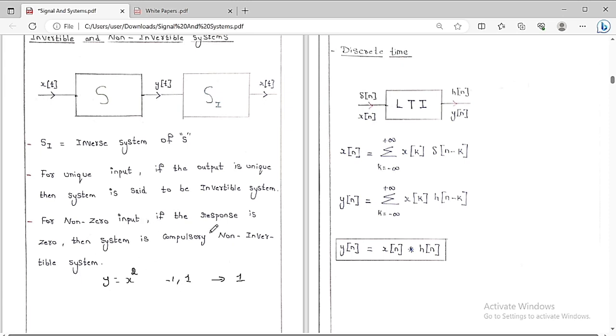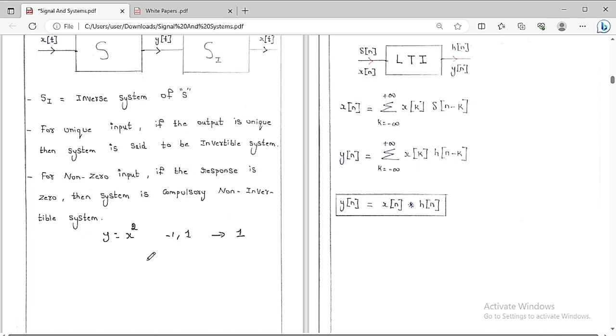For non-zero input, if the response is 0, then the system is compulsorily a non-invertible system. For non-zero input, if the response is 0, then the system is compulsorily non-invertible. This statement you always have to keep in your mind. See, for non-zero input, if the response is 0, then the system is compulsorily a non-invertible system.